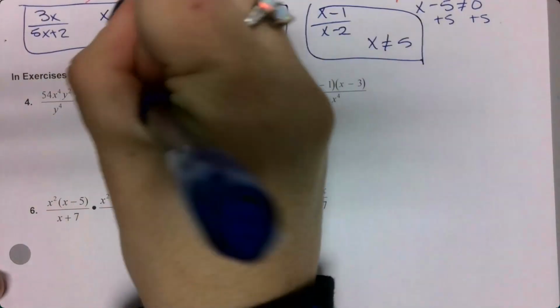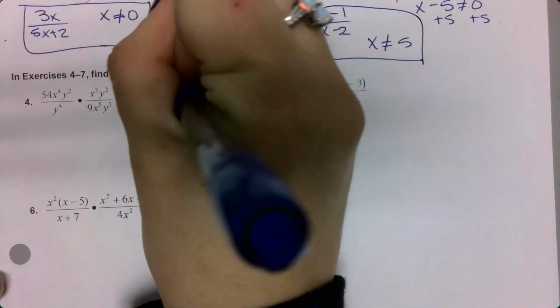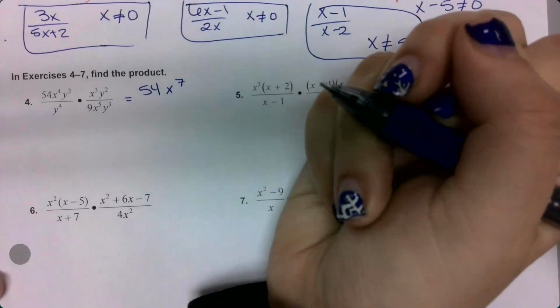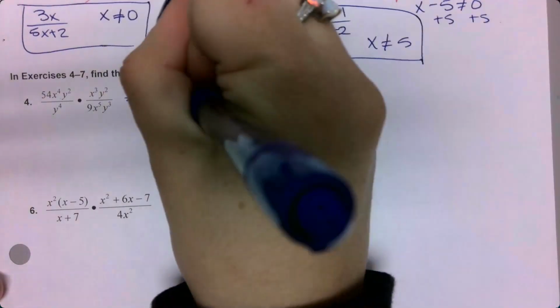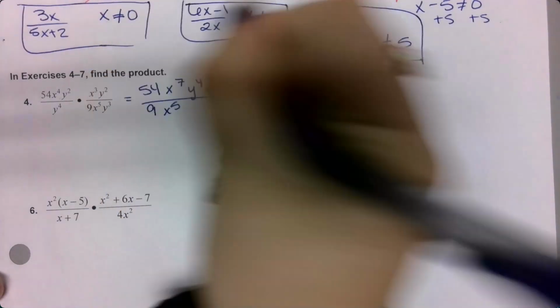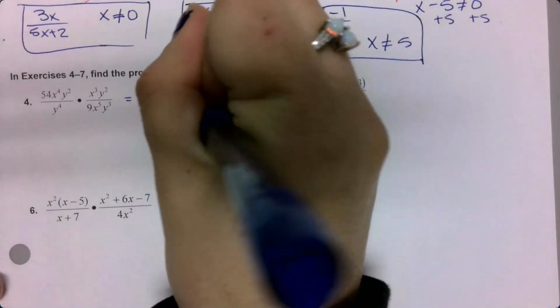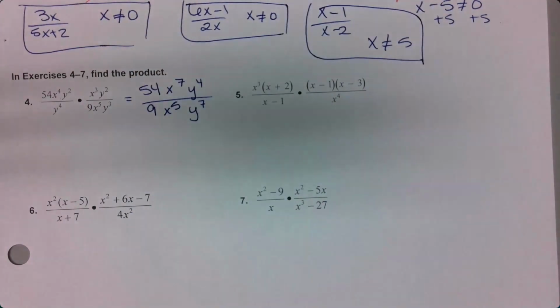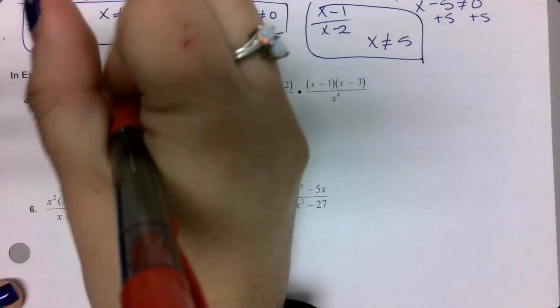So that's going to give me 54, x to the 7, because when I multiply, exponents add. And then I have y to the 4th. Then on the bottom, I have 9, x to the 5th, y to the 7th. You typically write your variables in alphabetical order. I can simplify. 54 divided by 9 is 6.